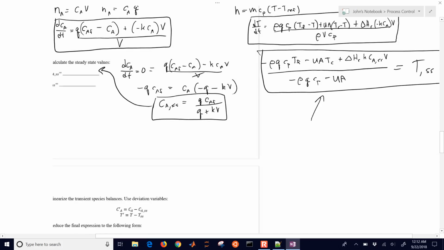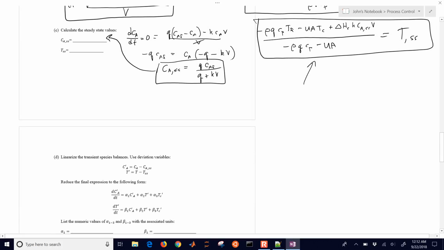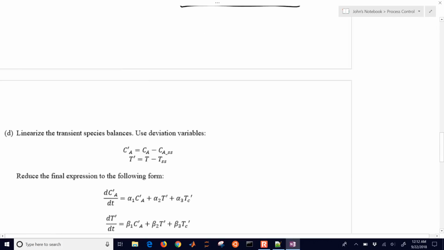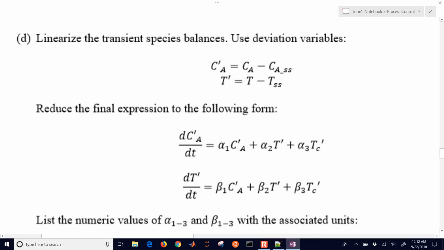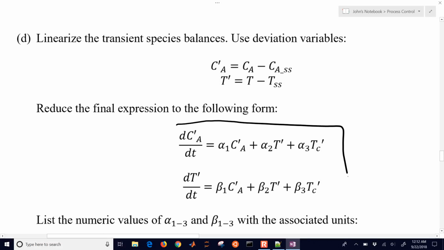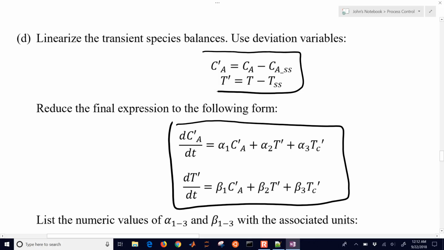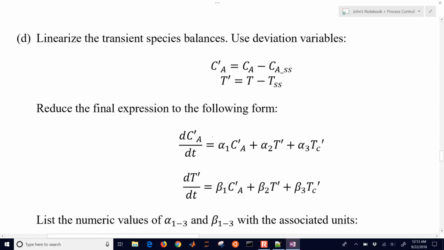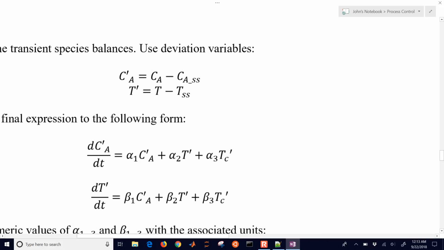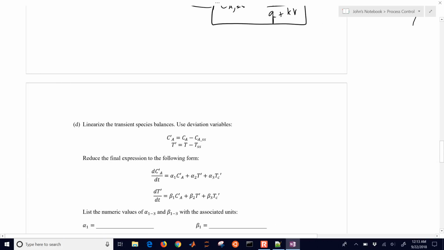And that's important because we want to have those for linearization. When we linearize these equations, we want to get it into this form, and so we want to choose points that are at steady state conditions, and we'll define some deviation variables. We'll call those the prime values. Those are going to be our concentration minus that concentration of A steady state and temperature minus temperature steady state. And so we're going to linearize. We're going to take our function here up above.